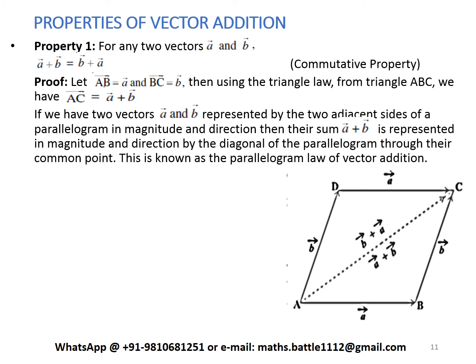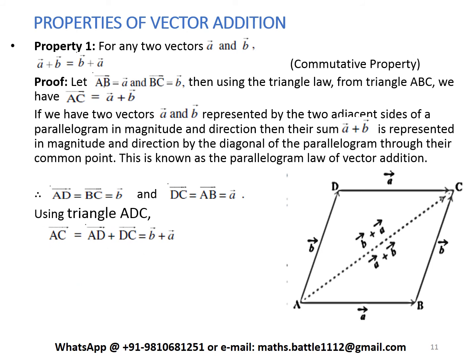Since the opposite sides of the parallelogram are equal and parallel, vector AD is equal to vector BC, which is equal to vector B, and vector BC is equal to vector AB, which is equal to vector A. Using triangle ADC, vector AC is equal to vector AD plus vector DC, which is equal to vector B plus vector A. Therefore, vector A plus vector B is equal to vector B plus vector A.